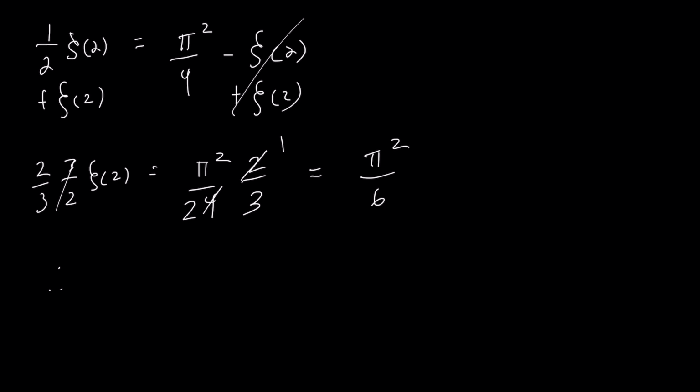So that means that therefore the sum from 1 to infinity of 1 over k squared is equal to pi squared over 6. So that is the final result.